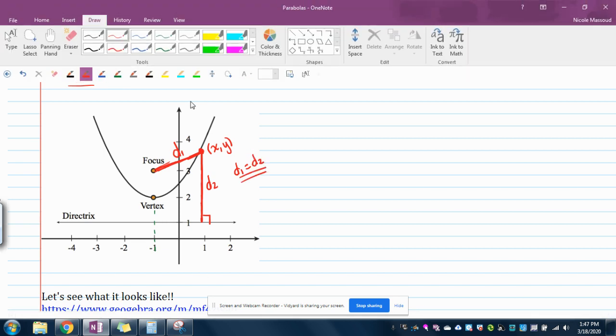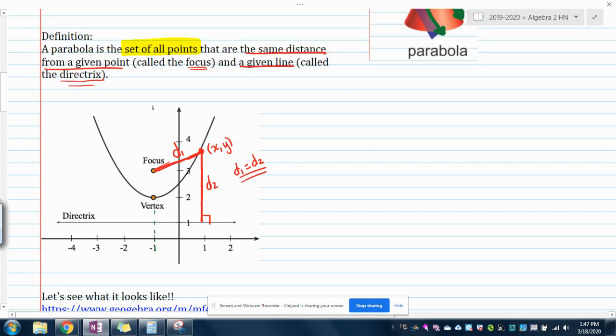Now, some terms you already know. This is called what? It's called the axis of symmetry. And the axis of symmetry is perpendicular, so AOS is perpendicular to, I'm just going to write the geometry symbols, perpendicular to the directrix.